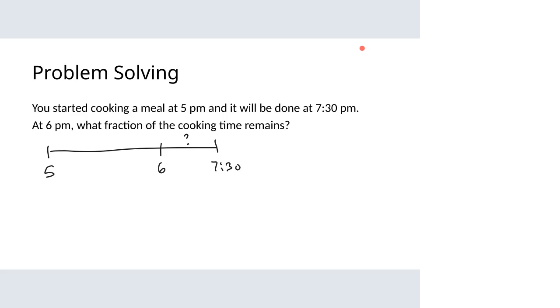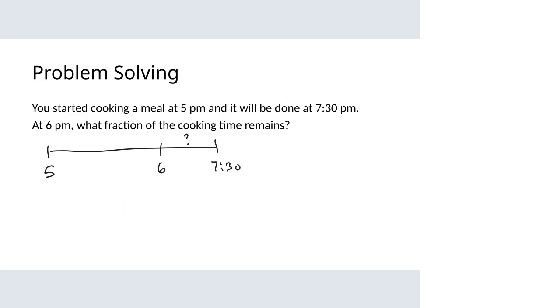You could say, well, let's see, don't write this down. That'd be my advice. The entire cooking time is 2.5 hours, and the fraction that remains is 1.5 hours. And so really what this question is asking is, what fraction of 2.5 is 1.5? Yeah, that's nice, but boy, is it kind of clumsy.